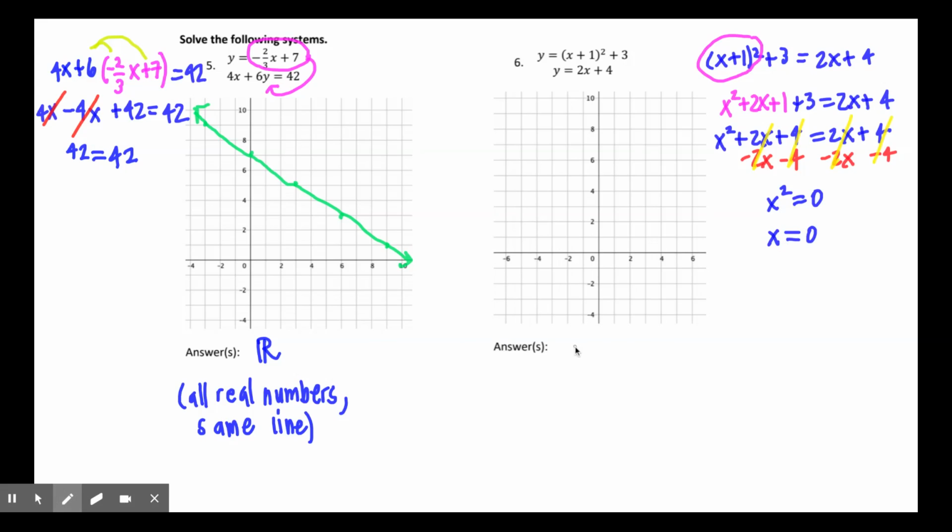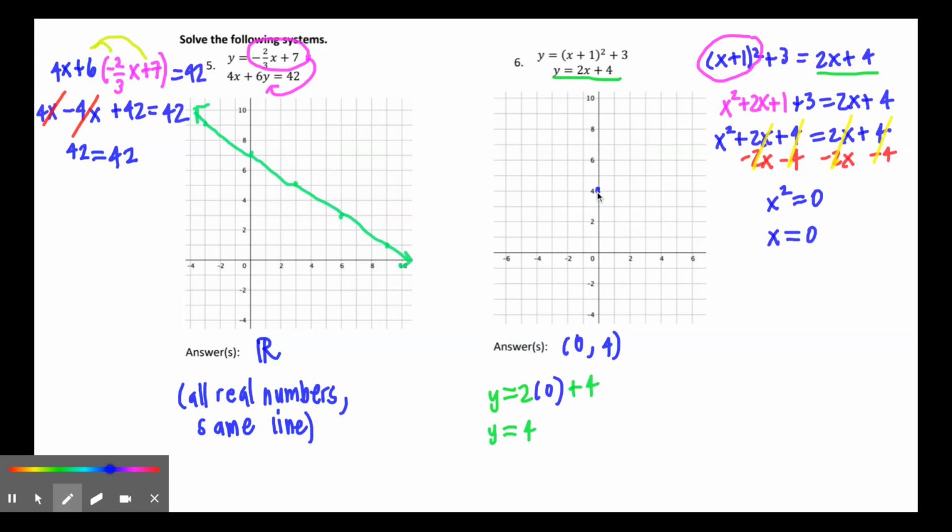an intercept at 0, something, and then to find what that is, you want to plug that into either of these equations. So if I plug it into this one, then it'd be y equals 2 times 0 plus 4. So then you'd get y equals 4. So then the point of intersection is (0, 4).